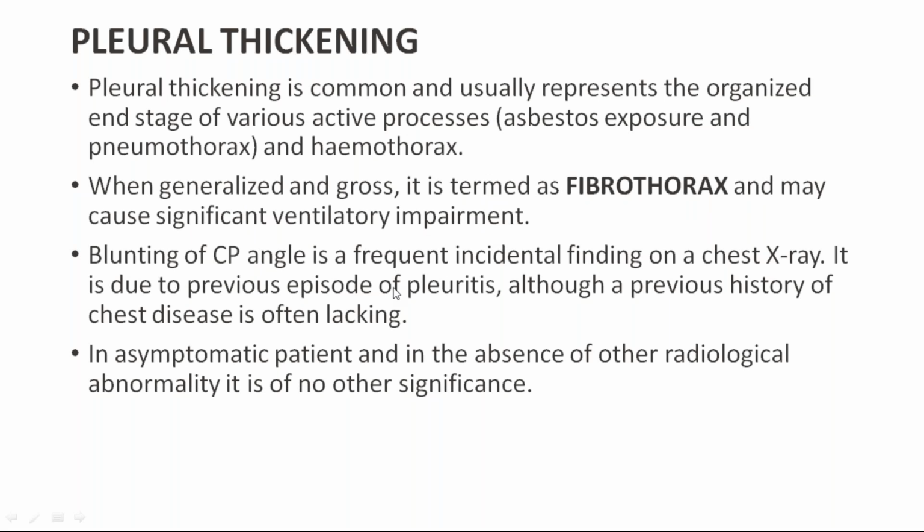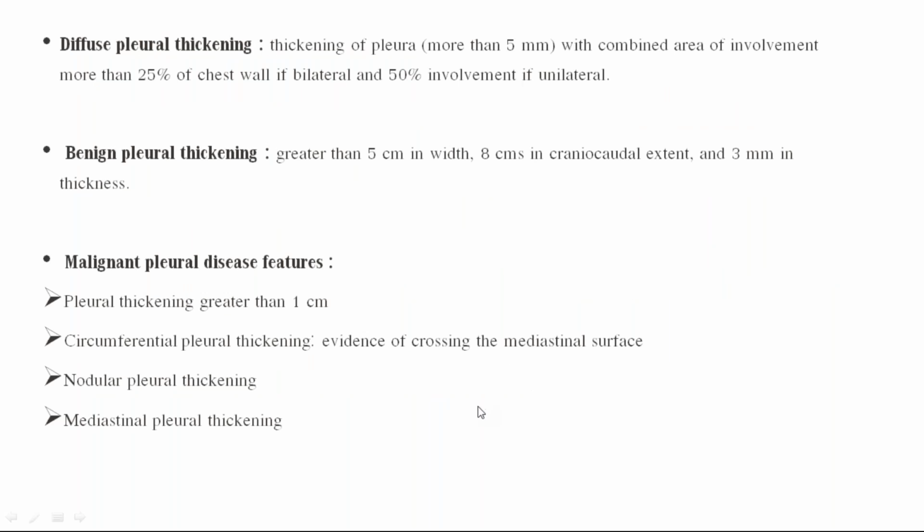Blunting of the CP angle is a frequent incidental finding on chest radiograph. It is due to a previous episode of pleuritis, although a previous history of chest disease is often lacking. In asymptomatic patients, and in the absence of other radiological abnormalities other than pleural thickening, it is of no clinical significance. We can just ignore the disease.